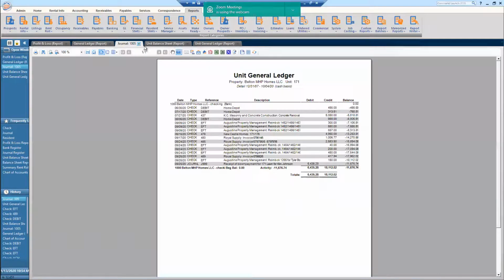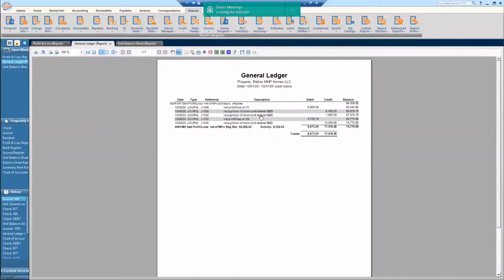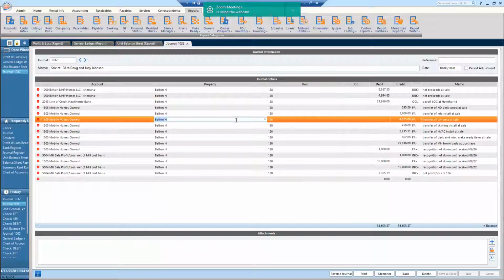So I'm going to get out of that journal. I'm going to get out of 171. I'm going to go back to my ledger, and here's some other down payments received. Well, that's one we just referenced. We already said she was just ahead of me. And then let's look at journal 1032. This is Doug and Judy Johnson, their family. And we're going to go through the same machinations to figure out if this is accurate or not.